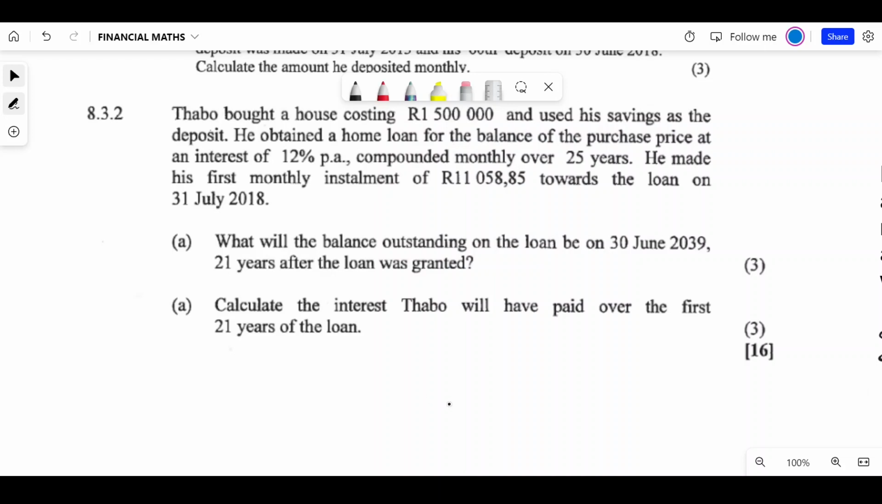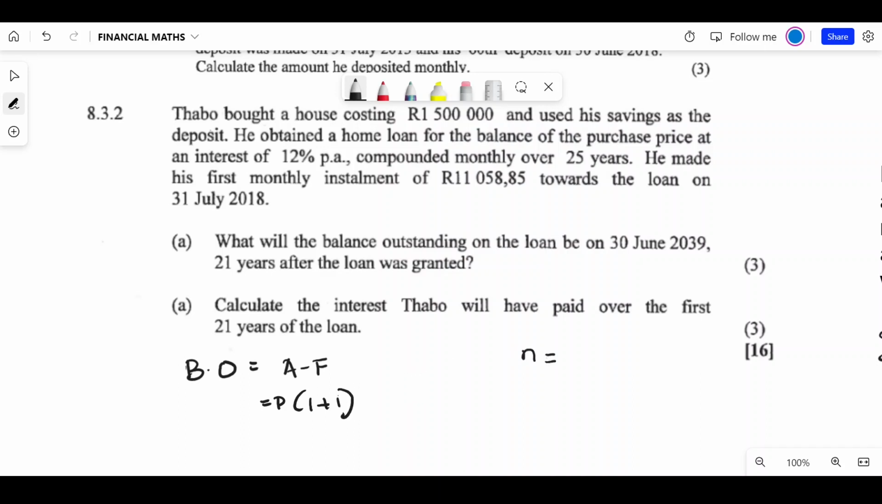So it is already given, 21 years after the loan was granted. Actually the loan was for 25 years. Now he wants to know the balance outstanding. So we already have the formula. Balance outstanding is equal to A minus F, where A is P times (1 + i)^n. What is the n in this case?